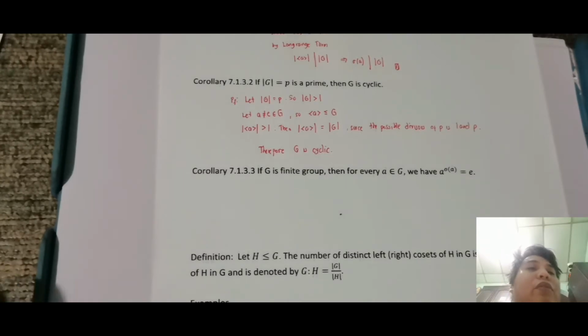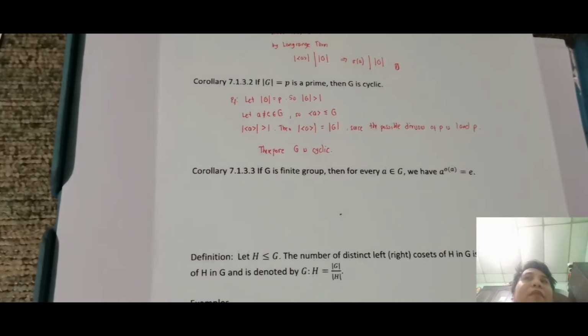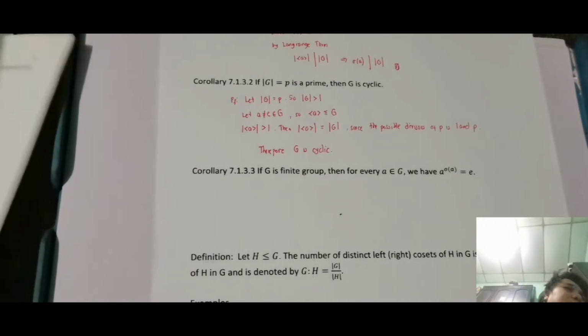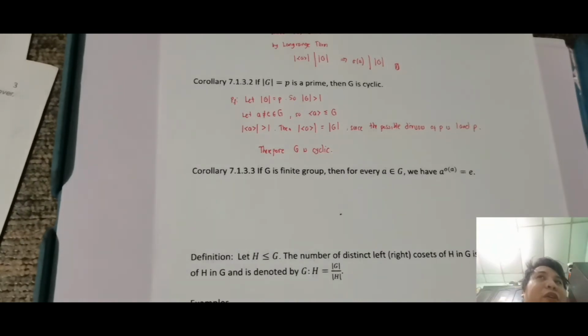Okay, so now kasi tayo dito 7.1.3.3. So if G is a finite group, then for every A element of G, we have A raised to the order of A is equal to E. So ang ganda ng idea na yan, no? Basta yung order ng isang element. Kunyari, yung order ng isang element is 4. Kunyari lang A order niya is 4. Pag si A na-raise ko sa 4, equal lang siya sa A.